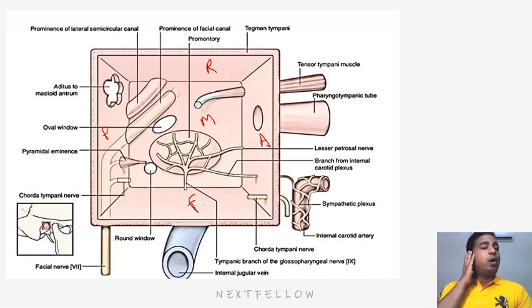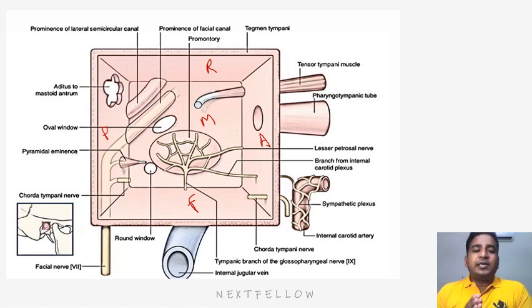So literally, what is in the middle ear? If I look from the lateral side, we can see the tympanic membrane. Now look at the floor. In the floor, there is a thin plate of bone which separates the jugular bulb from the middle ear. So the floor consists of a thin plate of bone separating the jugular bulb from the middle ear.